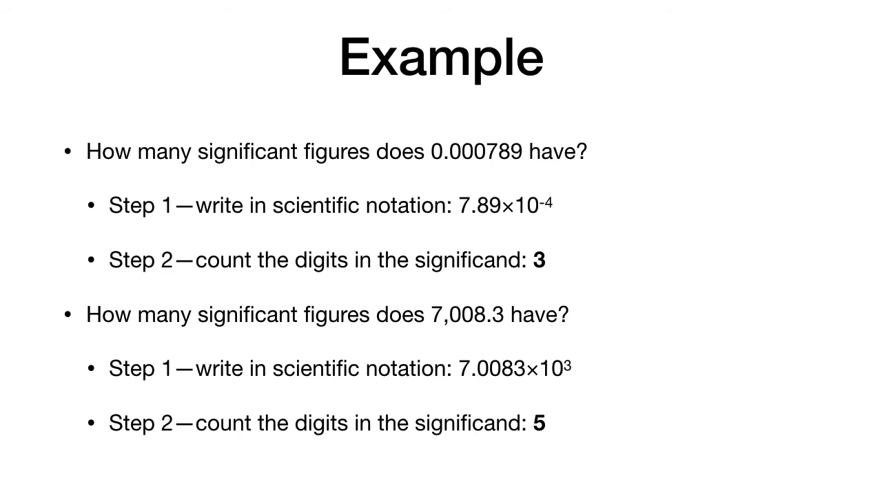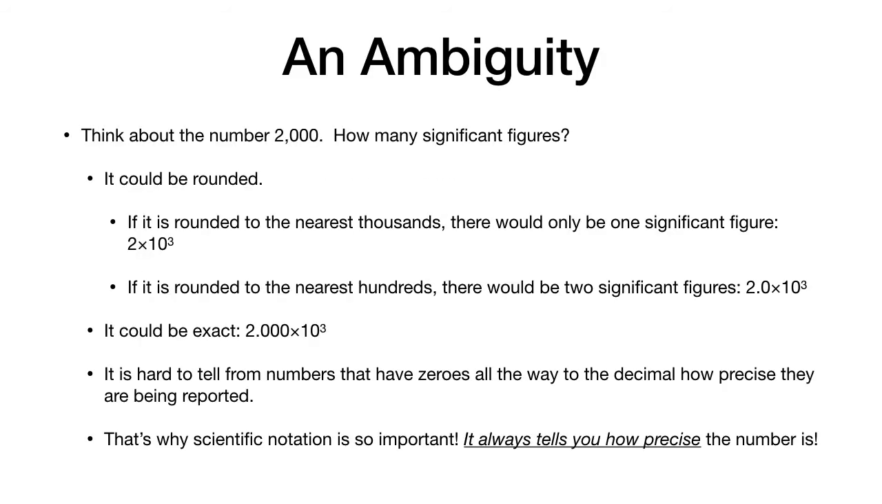So if we don't use scientific notation, we wind up with an ambiguity. So let's think about the number 2000. How many significant figures does it have? Well, this number could be reported as a round number. Like, if you say, how many balloons do you have? Well, I think I put out about 2,000 balloons. Well, is that exactly 2,000? Is that approximately 2,000? It's difficult to tell from the number. Unlike when you're dealing with decimals, I'm not going to include extra zeros in my decimal unless I actually measured it that precisely. But in the case of large numbers, it's difficult to tell when reported in decimal how many significant figures we actually have.